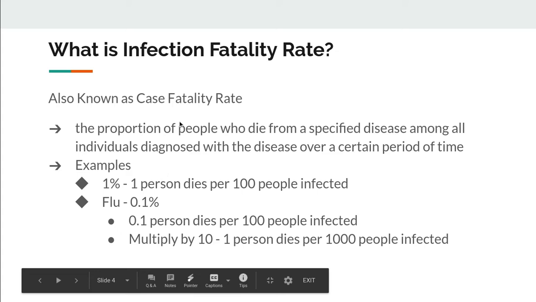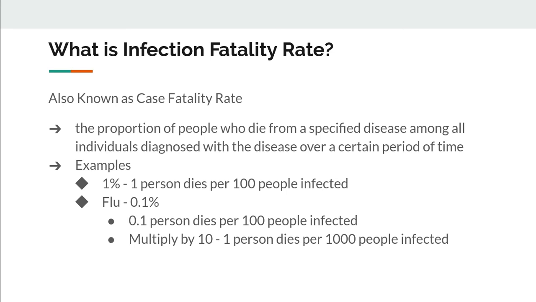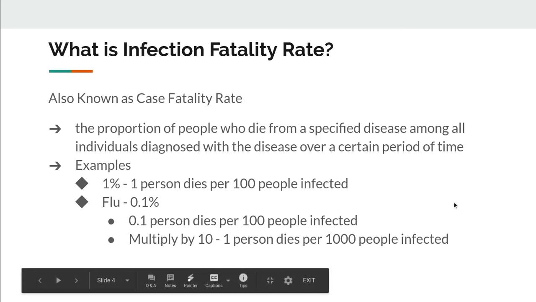The flu has an infection fatality rate of 0.1%. So 0.1 person dies per 100 people infected, which doesn't make a whole lot of sense yet, but if I multiply the 0.1 and the 100 by 10, both of them, 0.1 times 10 is 1, 100 times 10 is 1,000. I can do that because then they're still going to be in the same ratio. That means one person dies per 1,000 people infected. So with the flu, if 1,000 people get sick and have the disease, most likely one of them will die. Okay?